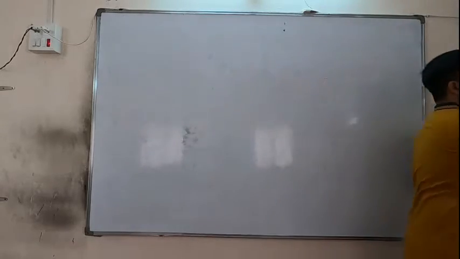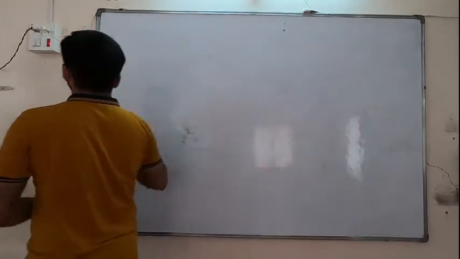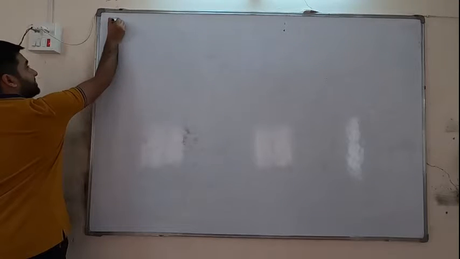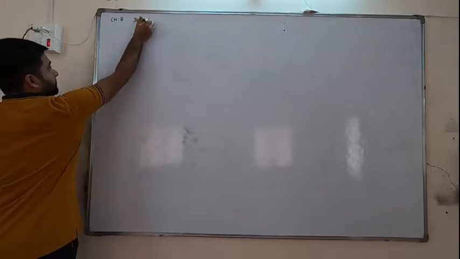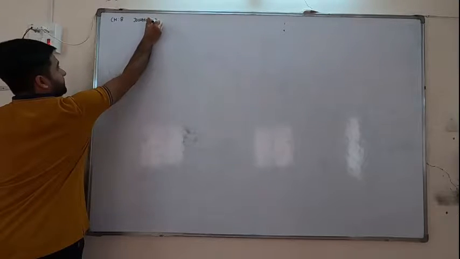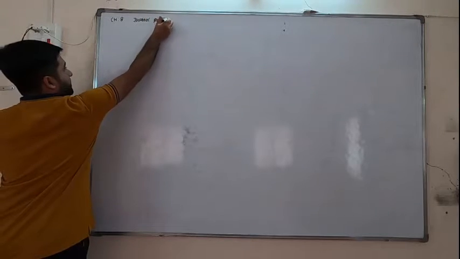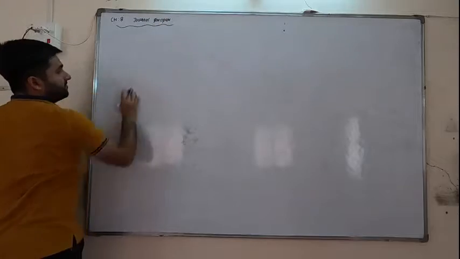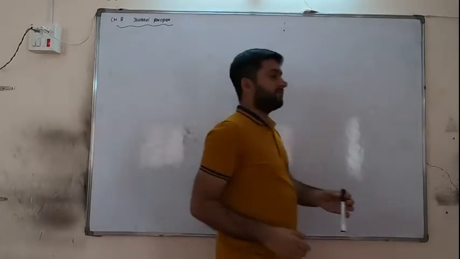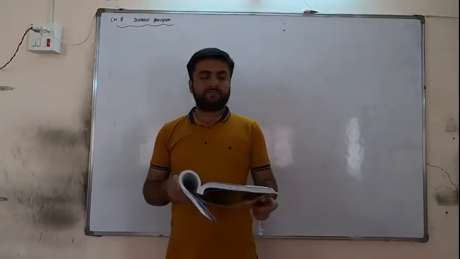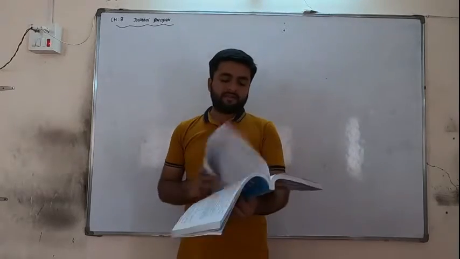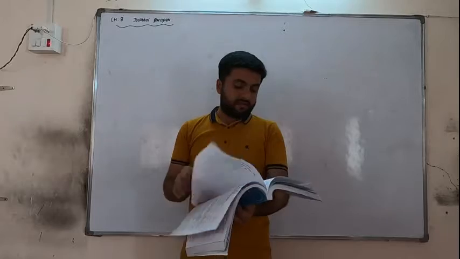First, you write the name of the chapter. Chapter number 8, Journal Proper. And we have one sum for this opening entry, so we are doing that sum. No notes are actually required here, okay? Because all the things we have learned, we just have to pass them.